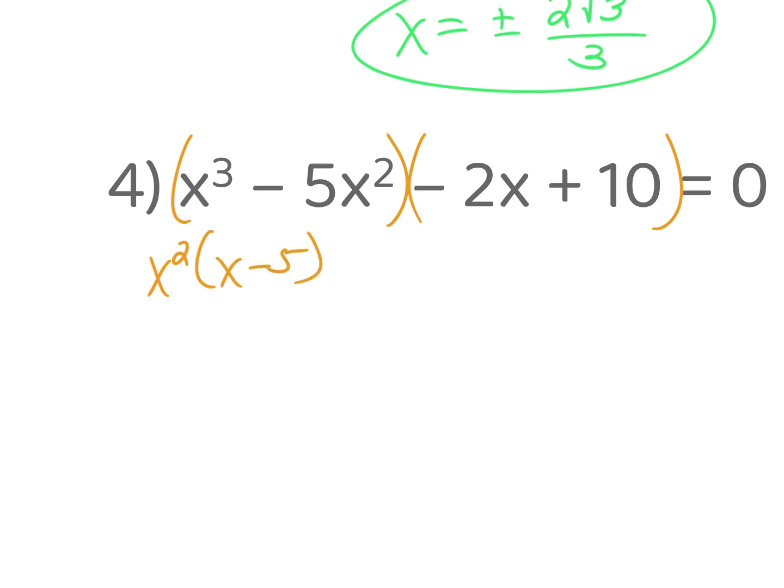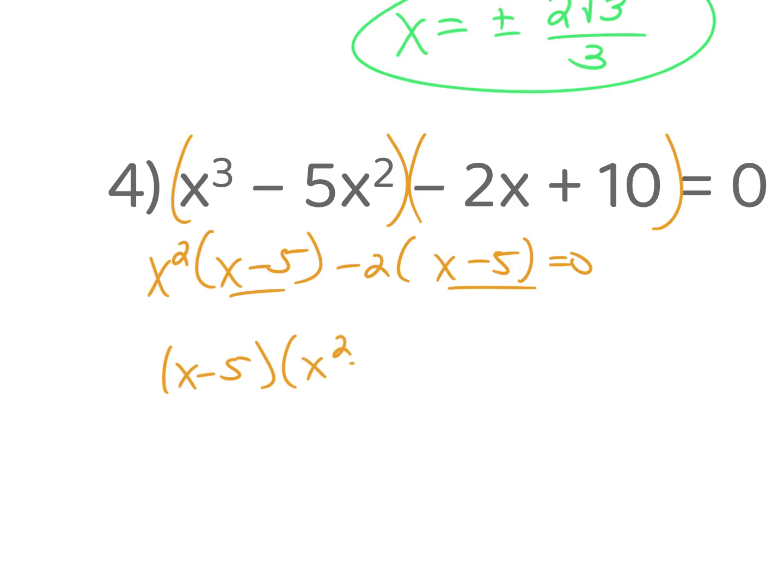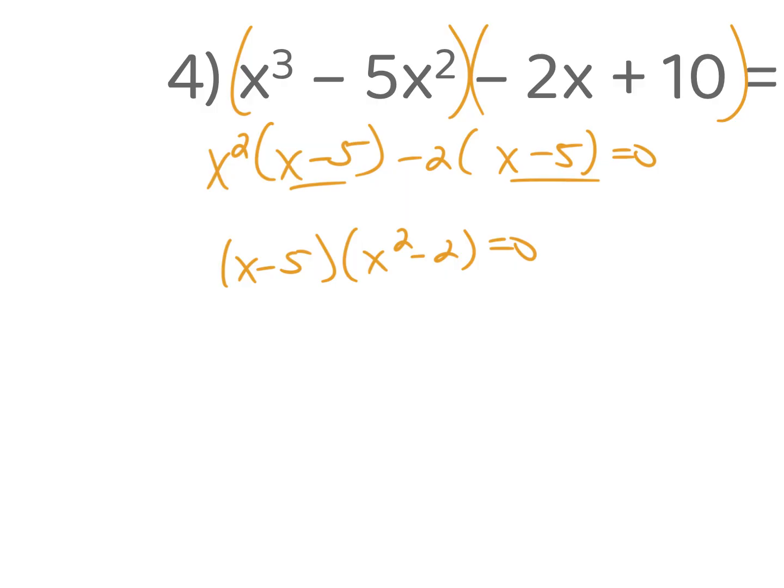What can I take out of negative 2x and a positive 10? Negative 2, good. I'm left with x minus 5. So my new GCF happens to be x minus 5. And then I'm left over with x squared minus 2 equals 0. Can I factor x squared minus 2 anymore? No, it's not the difference of squares. So now we're just going to set each piece equal to 0 and solve.